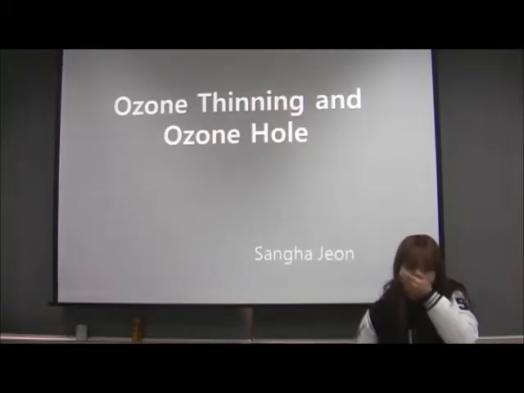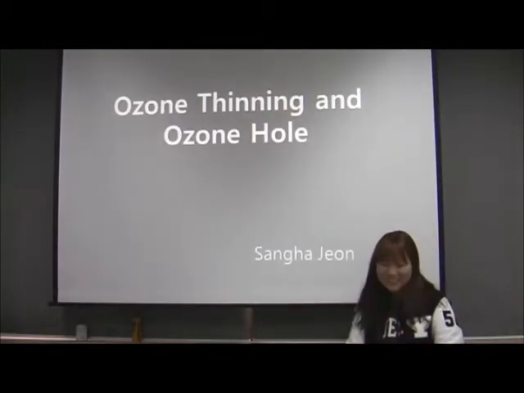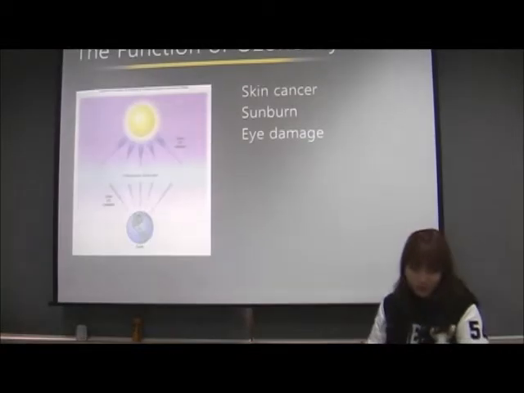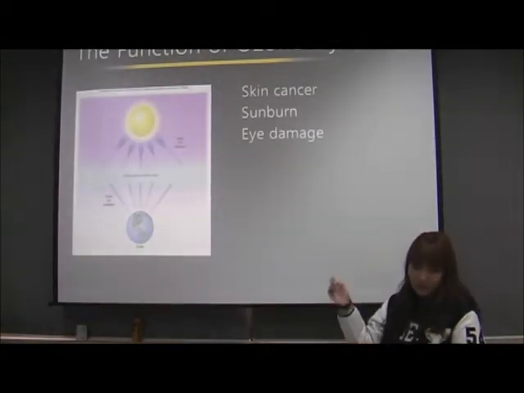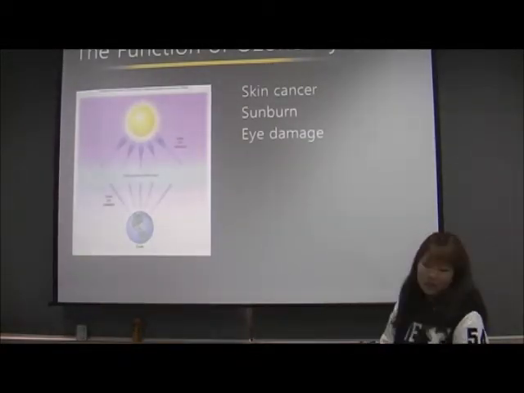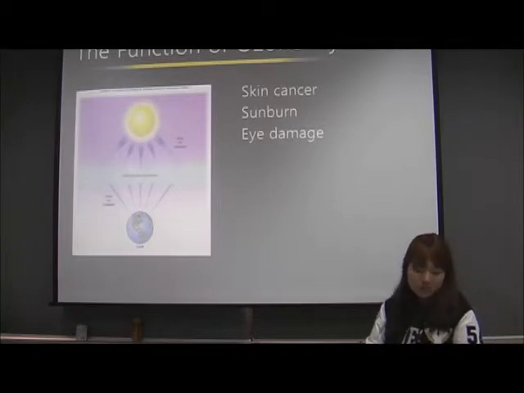Hello, I'm going to talk about ozone thinning and the ozone hole. Basically, the ozone layer, which sits in the stratosphere, absorbs much of the solar ultraviolet radiation, which can cause skin cancer, sunburn and eye damage. So the ozone layer is essential to humans and the ecosystem.